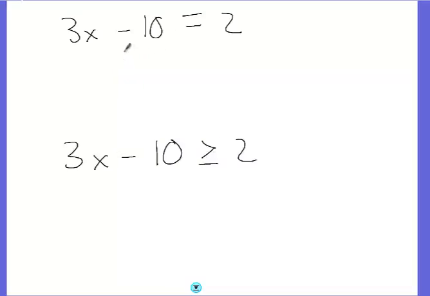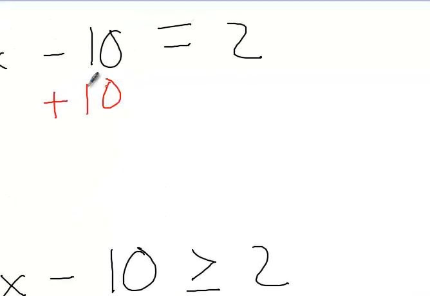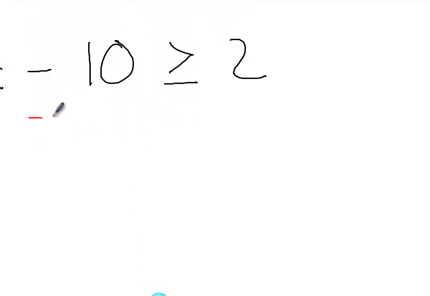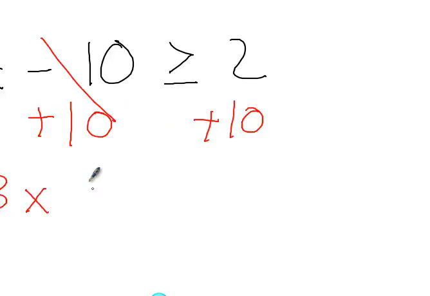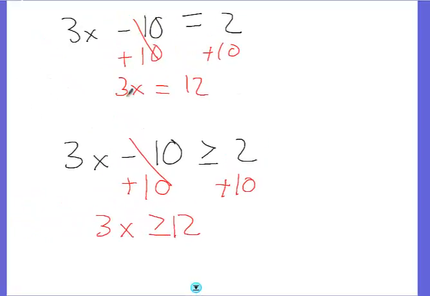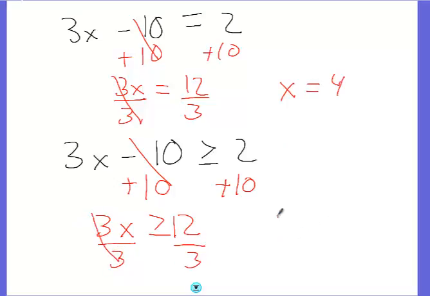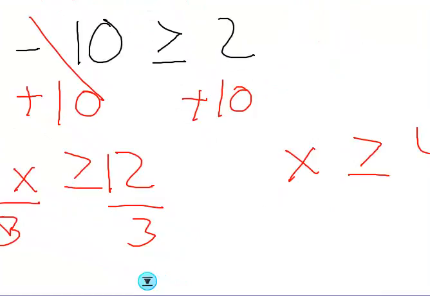Algebraically, the way we solve these is exactly the same. So if we want to get the 3x all by itself, we must first add 10. So you're going to get 3x equals 12. Again, add 10 because we just want to get this 3x by itself. So we have 3x equals 12. The inequality, 3x is greater than or equal to 12. So all we do is divide by 3, and we get x is equal to 4. Divide by 3, divide by 3, we get x is greater than or equal to 4.